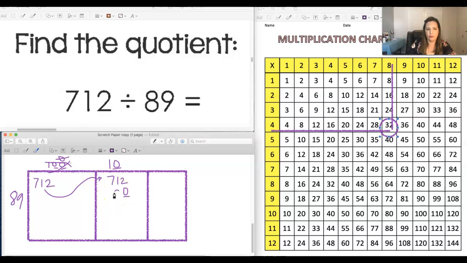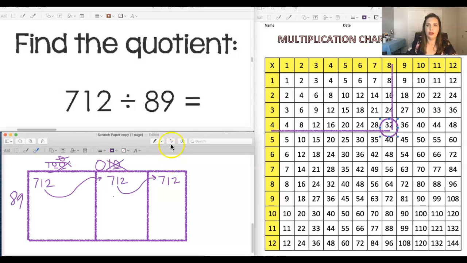89 times 1. Okay, so I can see this number is still too big. It's still more than 712. So that means that there are no tens either. So that's going to be a 0 also. So I'm going to take this number away and I'm going to move it to the ones place. 712. Now because this is in the ones place, I know that the only numbers that can go here are 0, 1, 2, 3, 4, 5, 6, 7, 8, 9.